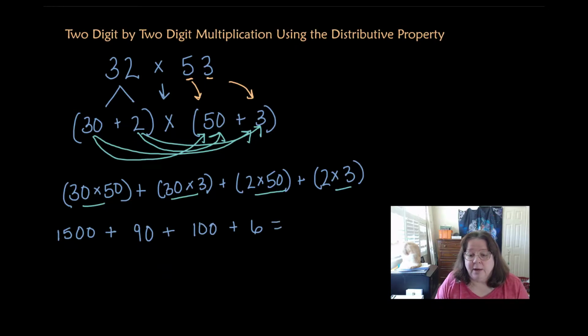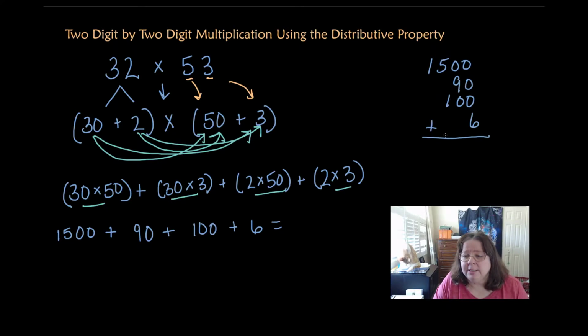And rather than add them right here, because I'm getting a little bit out of room, I'm going to move them up here. And so I have 1500. I'm going to write that again. That looks like it's a different number. 1500 plus 90 plus 100 plus 6. And you might be saying, oh, some of this I can do in my head. Like I could just write 196 instead of 90 plus 100 plus 6. And you're right. You absolutely could do that. I'm writing this out to show you the procedure.